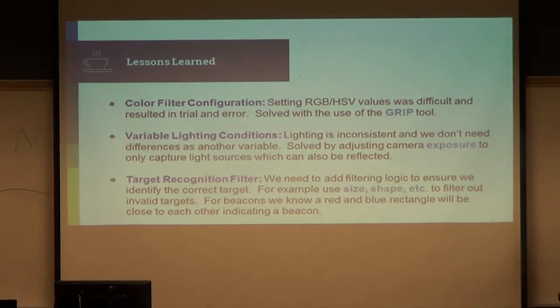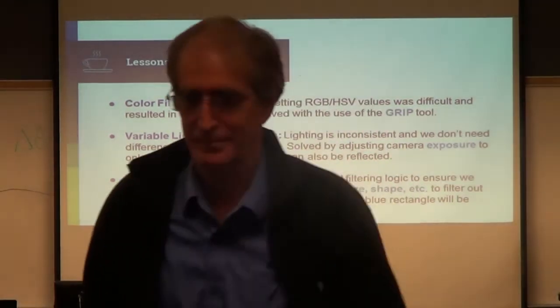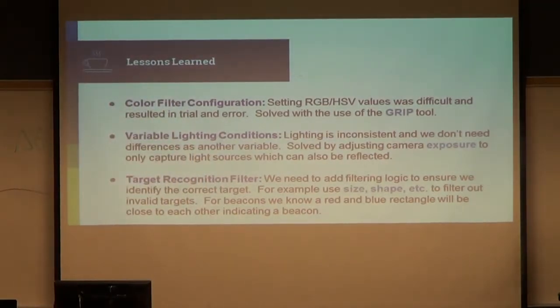Okay, so the lessons we learned were, with our color filter configuration, we set our RGB and our HSV values. We had to play around with them a little bit using GRIP. We'll show that later on in our presentation. And then we changed our exposure because of the variable lighting conditions, because they're different at every single competition you go to, every single building. So we're eliminating that error by changing our exposure on our camera.